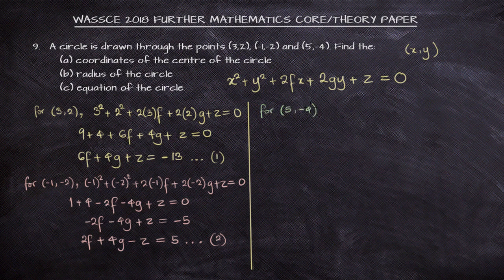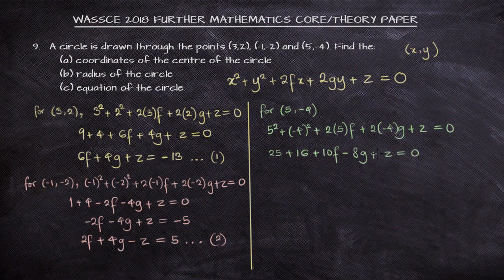for 5 comma minus 4, I can go ahead and that will be 5 squared plus minus 4 squared plus 2 into 5 multiplied by f plus 2 into minus 4 multiplied by g plus z is equal to 0. And that will yield 25 plus minus 4 squared is 16. 2 times 5 is 10, so I have plus 10f. 2 times minus 4 is minus 8g. Then I have plus z is 0.